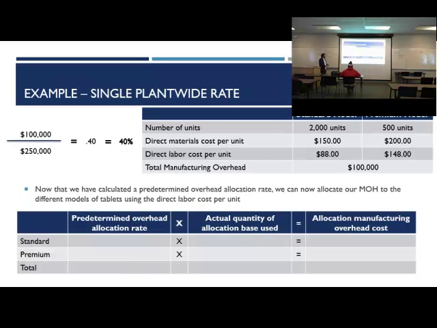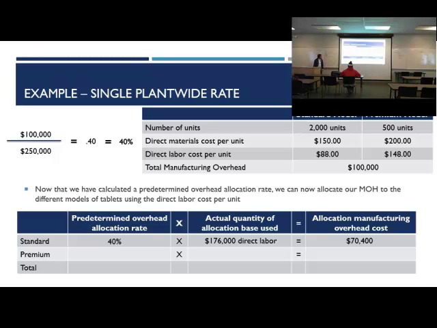All right, so now that we have our 40%, this is kind of the long-winded answer. Now, how do we allocate this $100,000 between the two models? Well, we have a predetermined overhead rate of 40%. The direct labor cost is going to be 176,000. The way I get that is take 2,000 times 88 bucks. We're going to allocate 70,400 to the standard models. Another way to think about that is if you took this 35.20 and multiplied it by 2,000, you should get 70,400.